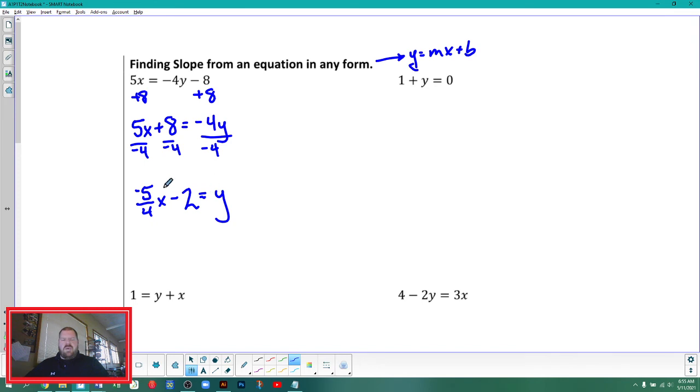If you want to switch sides of the equal sign at any point, you can do that without any work. Just do it. Say y equals negative 5 over 4x minus 2. So my slope is negative 5 over 4.